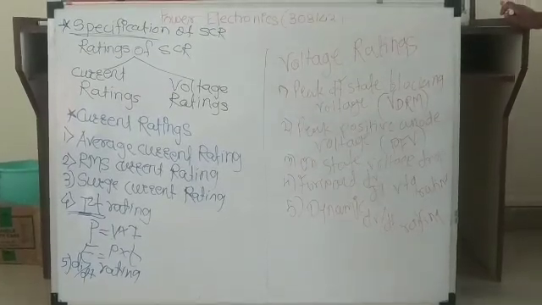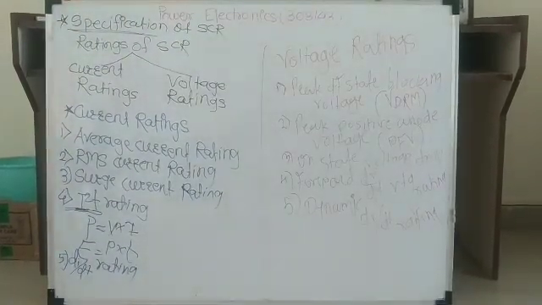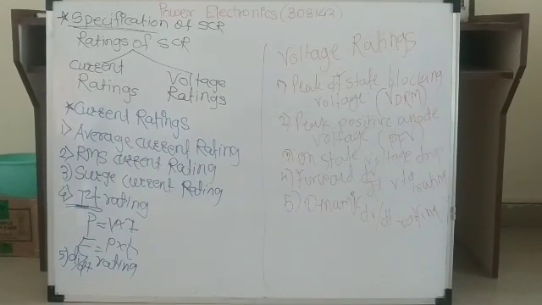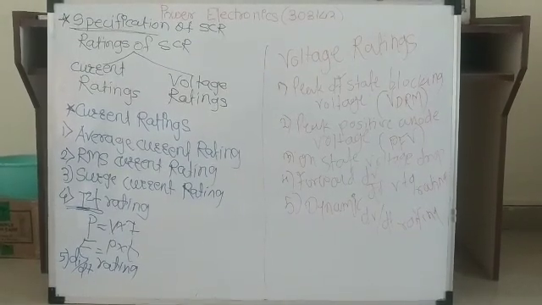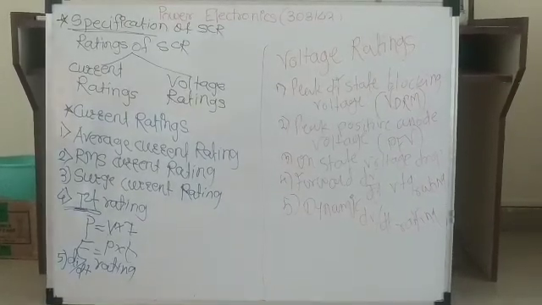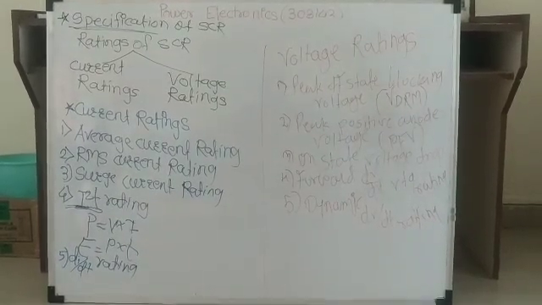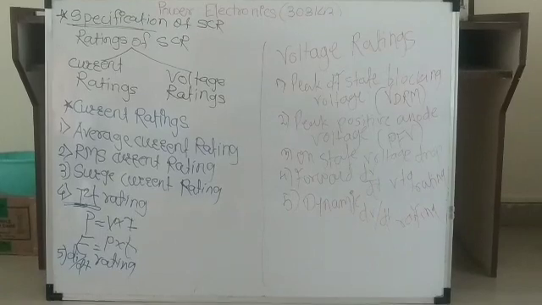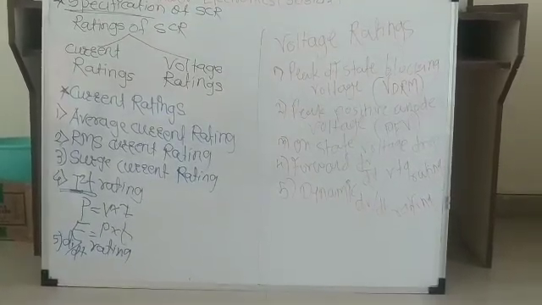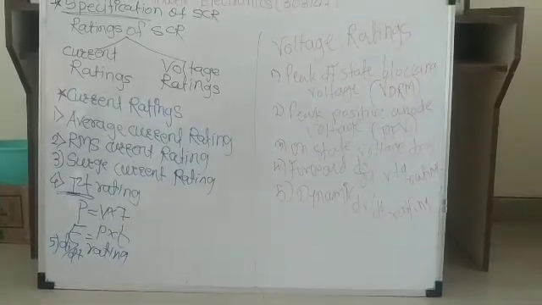Now, to summarize once again. The current ratings are: first, average current rating; second, RMS current rating; third, surge current rating; fourth, I2t rating; and fifth, di by dt rating. Now, summarize the voltage ratings. First is peak off-state blocking voltage. Second is peak positive anode voltage. Third is on-state voltage drop. Fourth is forward dV by dt rating. And fifth one, the dynamic dV by dt rating.